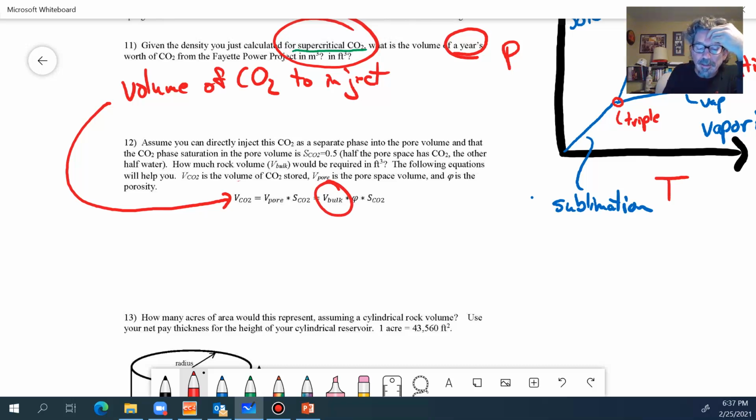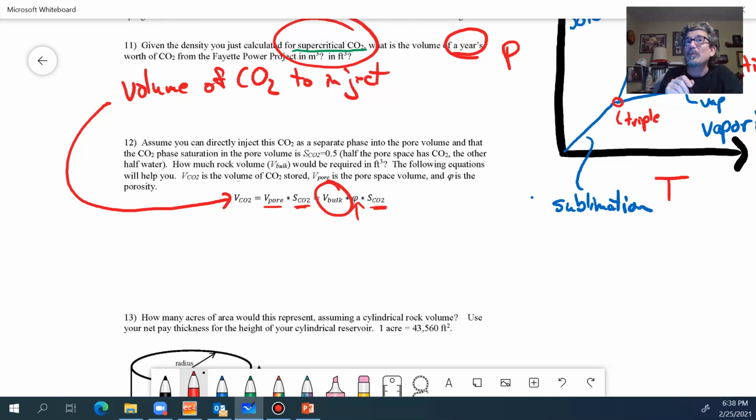And that'll depend on how much pore space you have. And the pore space would be the bulk volume times the porosity. And then notice you need to know the saturation too, because how much of that pore volume is actually filled with the CO2? So if 100% of the pore volume's filled with the CO2, then you can inject as much CO2 as there is pore volume.